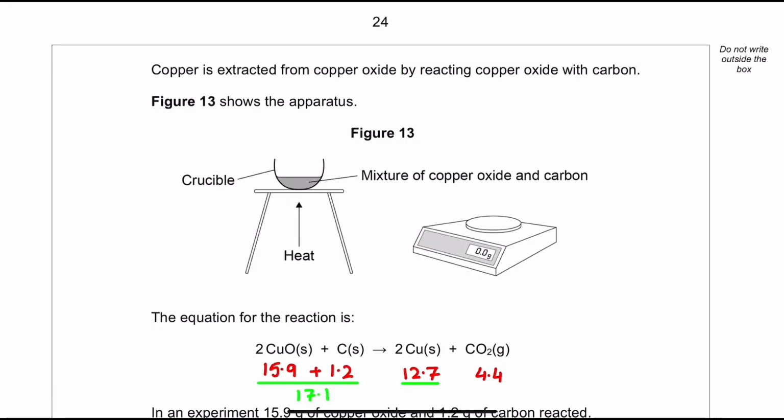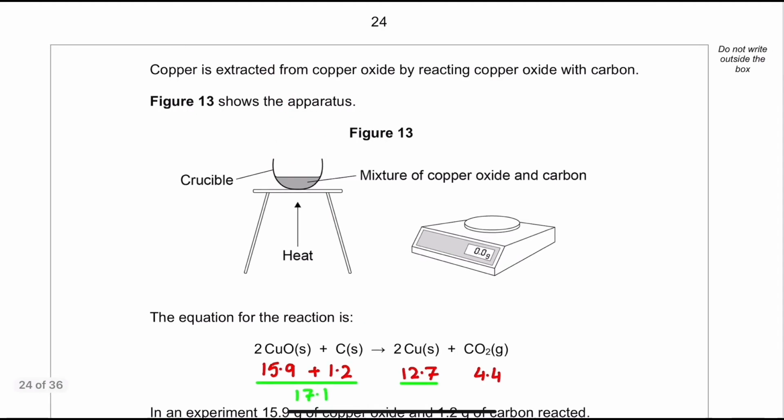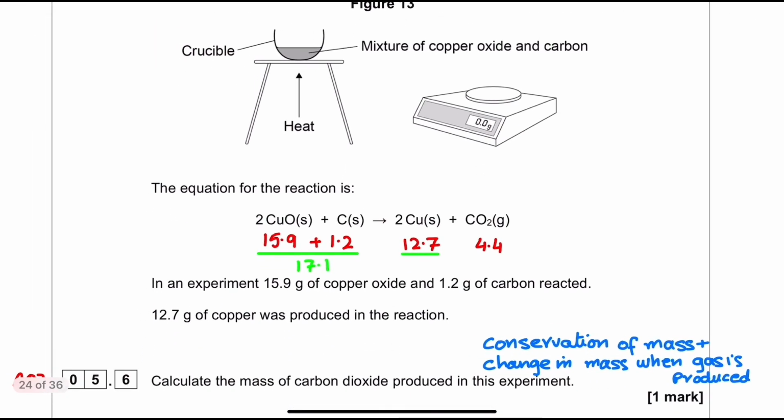Copper is extracted from copper oxide by reacting copper oxide with carbon. The apparatus is given here. A crucible is present. The mixture of copper oxide and carbon is heated. As the result of that, carbon dioxide gas is formed and it goes into the atmosphere. The chemical reaction is given here. We can see in the chemical reaction, copper oxide reacts with carbon. As the result, the copper atom is formed, meaning the copper is reduced, and carbon dioxide gas is formed there.